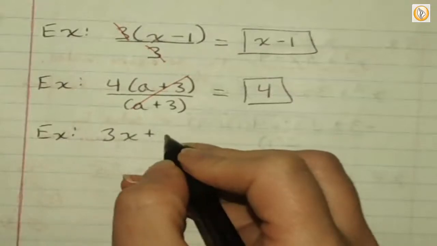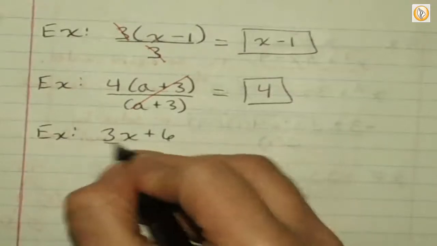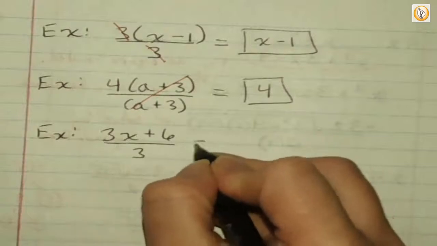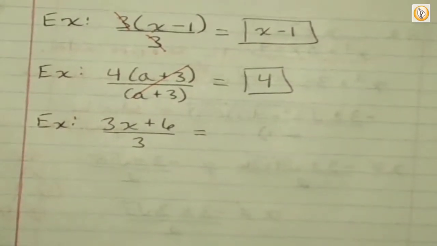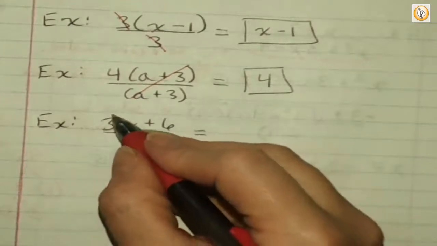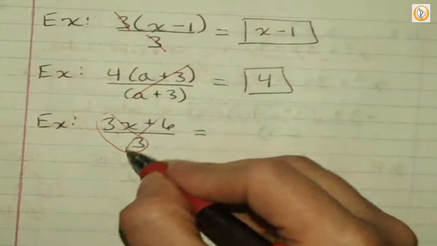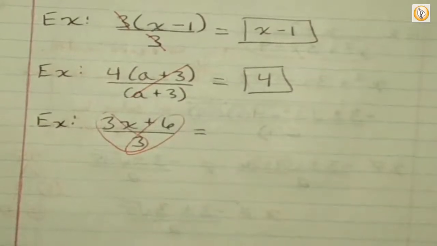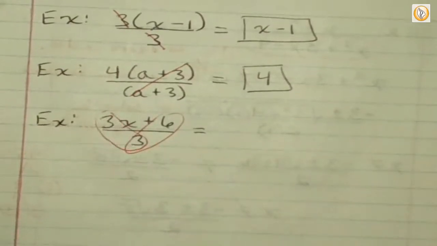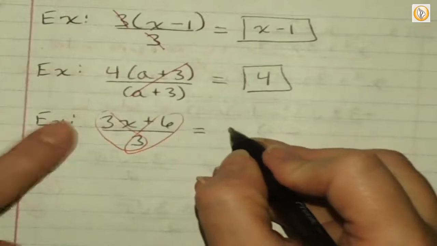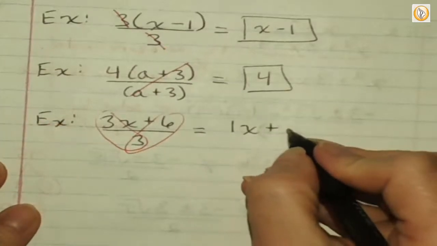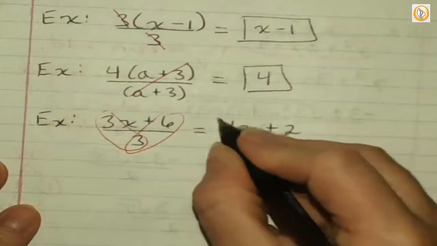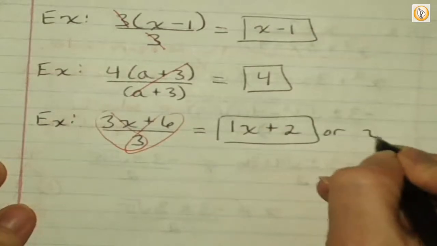3x plus 6 over 3. Sophia, what can I do here? Okay, she's right. We're going to divide these right here by 3 and this by 3. So 3 divided by 3 is what, Sophia? So we have 1x plus what? There you go. Or we can just say x plus 2.